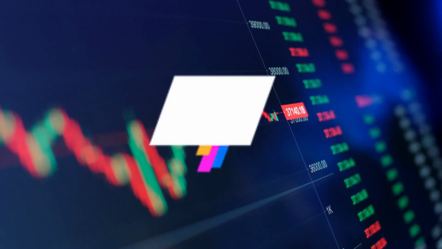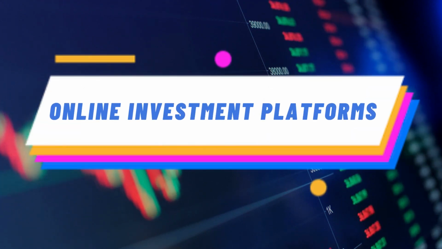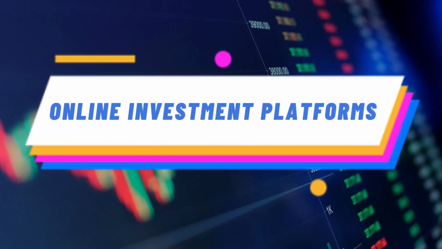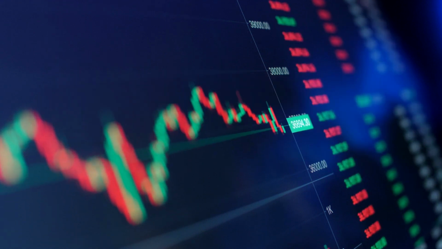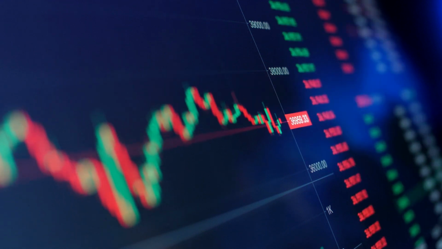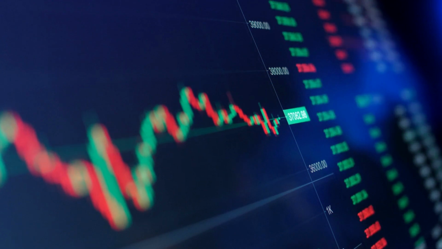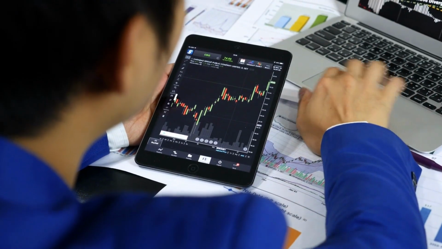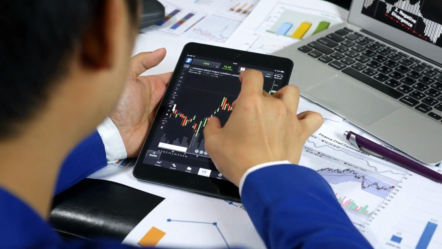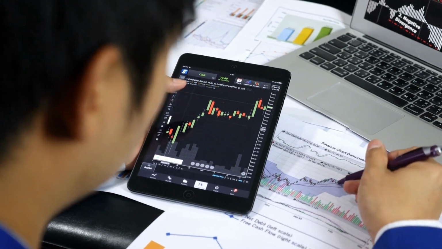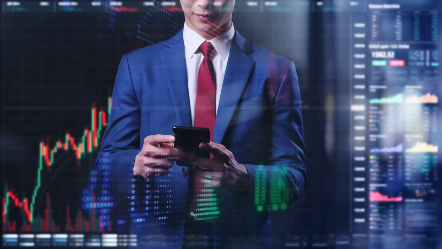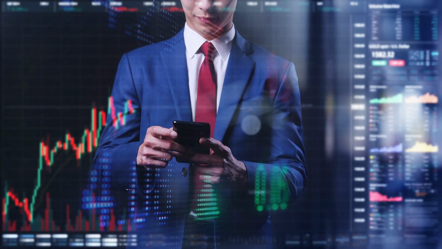Online investment platforms. First, let's take a look at some of the most popular online investment platforms. These platforms make it easy for anyone to invest in a variety of assets, from stocks and bonds to real estate and cryptocurrencies. One of the most well-known platforms is E-Trade.